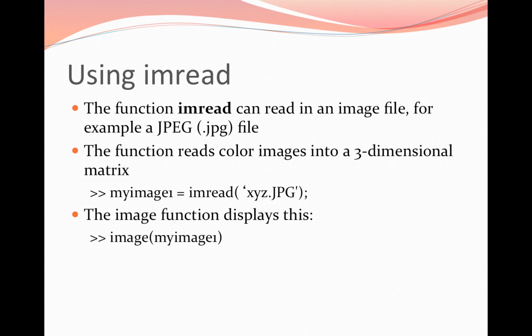The function imread can be used to read in an image file, for example, a JPEG file. This function is going to read color images into a three-dimensional matrix, so it uses the true color or the RGB method. So for example, if I have a JPG file called xyz.jpg, then I can use imread to pass the file name as a string, and the result is going to be stored in an image matrix. You probably want to make sure you suppress that output with a semicolon because the image matrix is going to be quite large. You can use the size function to display the actual number of pixels that you have. And then you can pass that image matrix to the image function in order to display it.